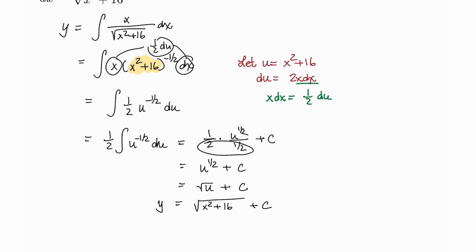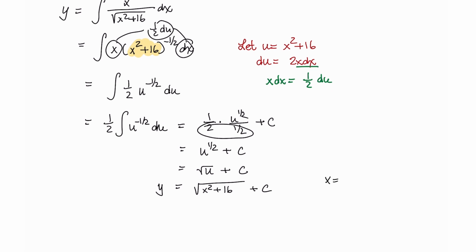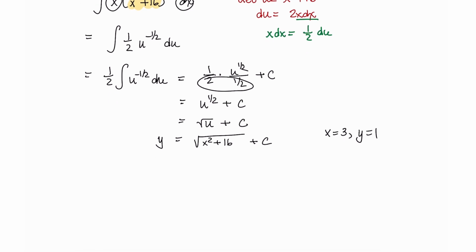We want to know the particular one where 3, 1 is a point on the curve. So that means when x equals 3, y is equal to 1. So we substitute 1 for y, we substitute 3 for x, and we see what happens. So 1 is equal to square root, 3 squared is 9, plus 16, plus c. So you have 1 equals, 9 plus 16 is 25, and the square root of 25 is 5, plus c. So that means that c is negative 4.